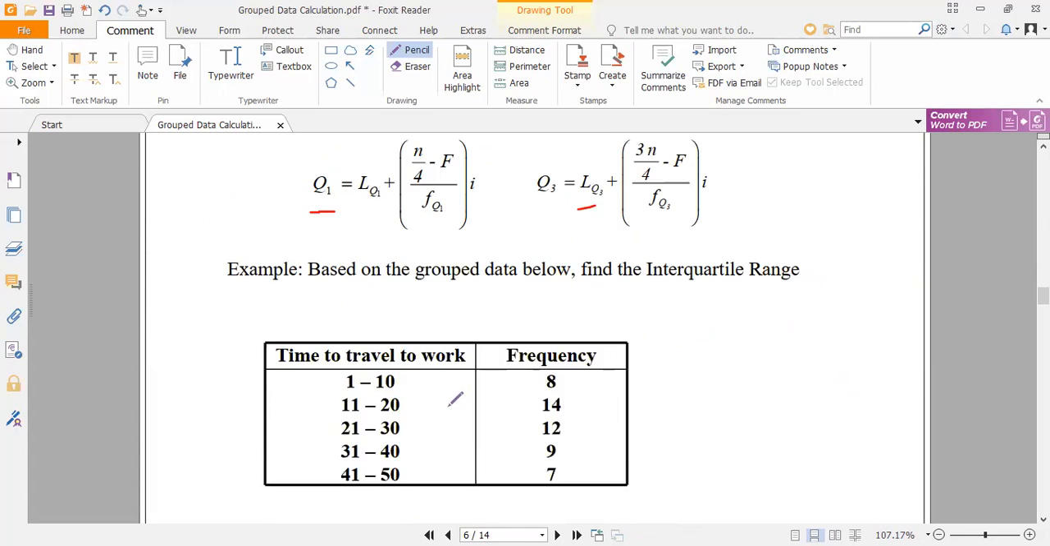So the first thing we do, cumulative frequency. Somebody to answer, how do we come up with the cumulative frequency? Start with 8. 8, we add 14 to get what? 22. Then plus 20, plus 12. 34.